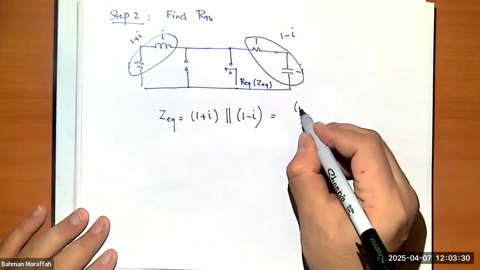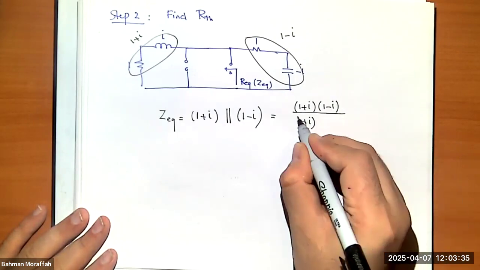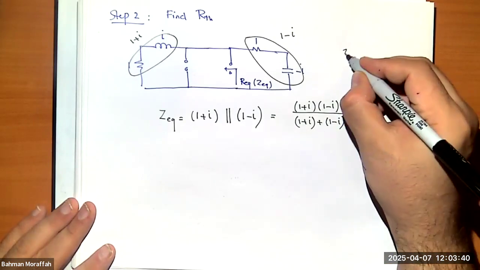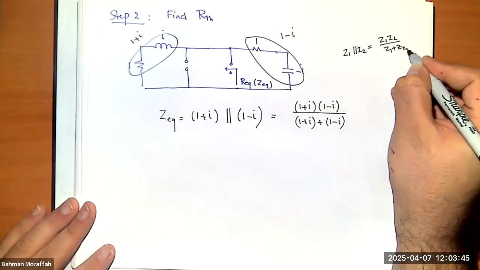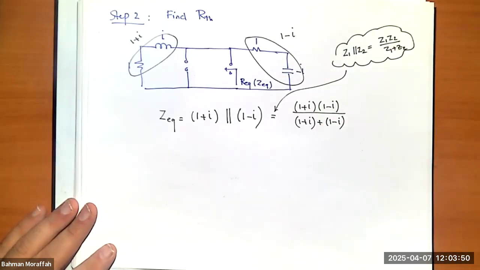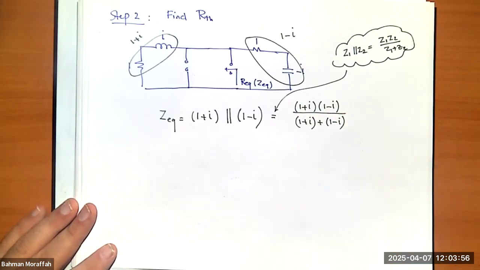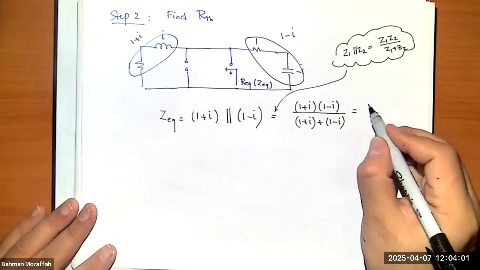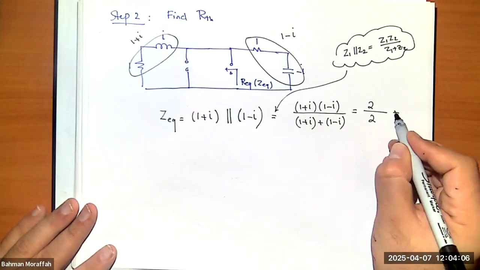Which means I can compute it as 1 plus I times 1 minus I divided by 1 plus I plus 1 minus I, right? Remember, Z1 parallel Z2 is Z1 Z2 divided by Z1 plus Z2. What is the top? It's one number times its conjugate. It's a real number, so it's x squared plus y squared, so it's 2, divided by I and negative I cancel, so I have 2, so it's 1.